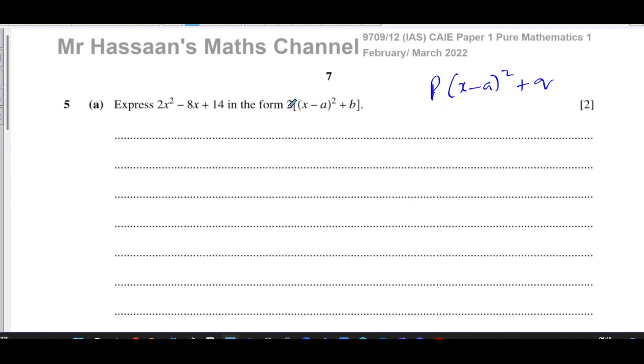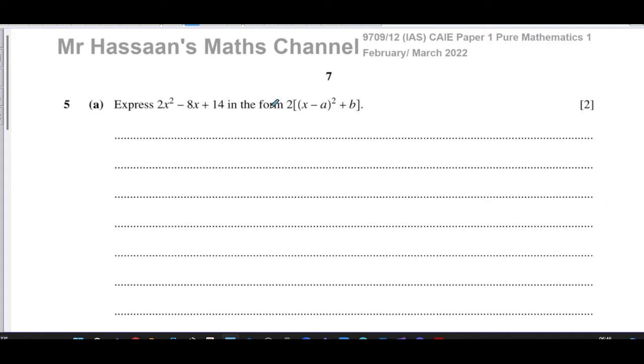Normally you would multiply the 2 with this bracket and the 2 with this number and have it in this form, but it's not quite the same. So if you do this without reading the question carefully, you might end up giving it in a form that will lose you a mark, because it's not the form that they require for this part of the question.